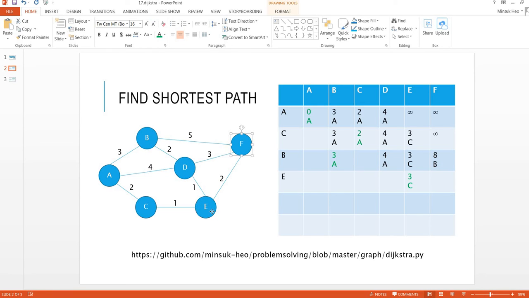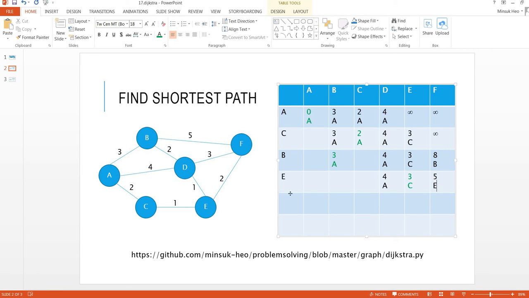Let's see E to D. So the cost is 1. 3 plus 1 is 4. So same as the current value. So I'm going to keep this value. And E to F, the cost is 2. 3 plus 2 is 5. Smaller than 8. So I'm going to put 5, which is from E. Okay, that's it. D and F.